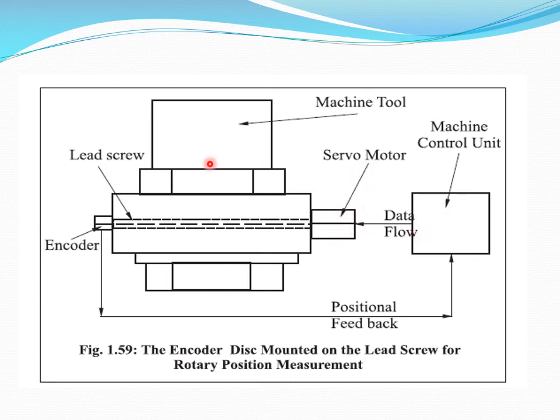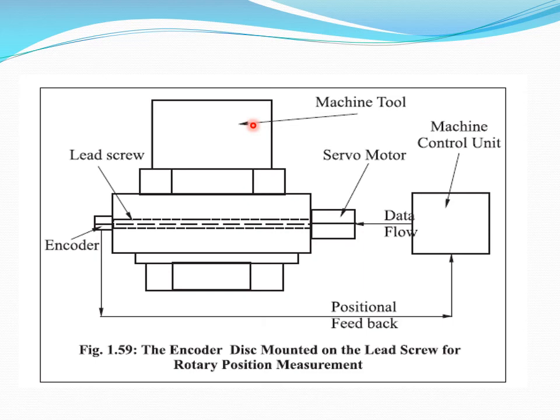As per the required movement, the servo motor will rotate, and this servo motor rotation will make the lead screw rotate. The machine tool is connected to the nut of this lead screw. As the screw rotates, it is converted to linear movement of the nut. That is how the rotary movement of the servo motor is converted to the linear movement of the machine tool. You are giving a required movement to the servo motor through a machine control command.